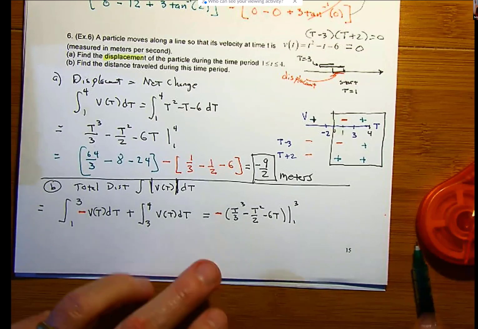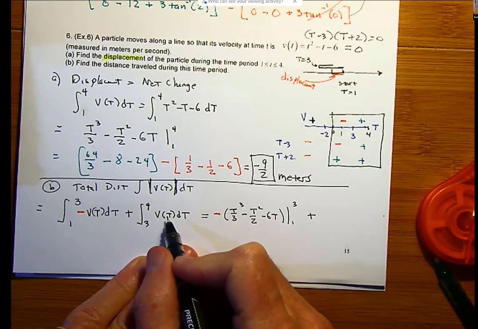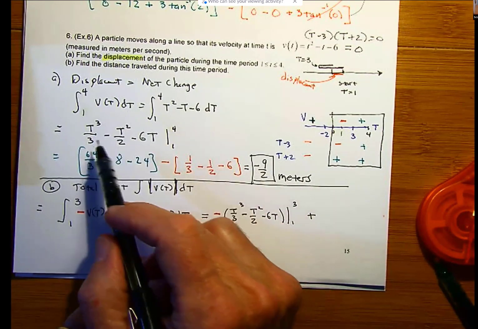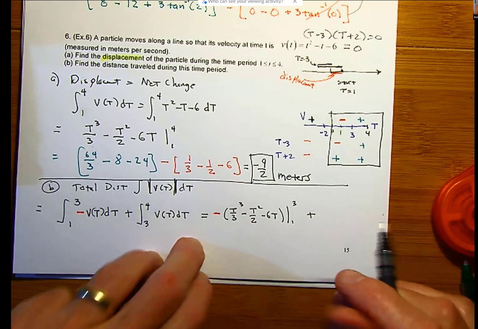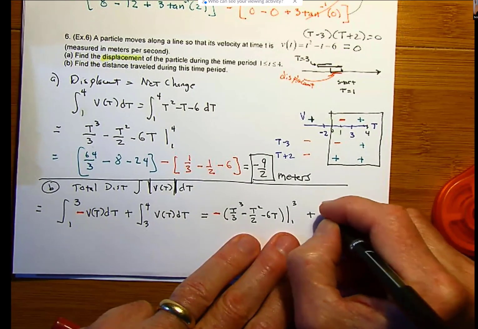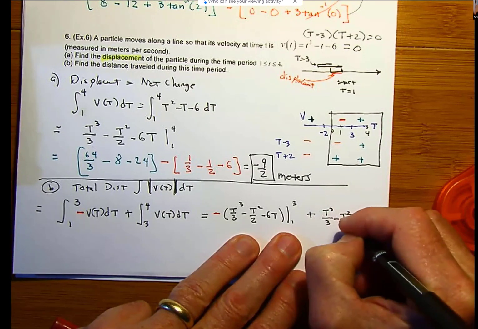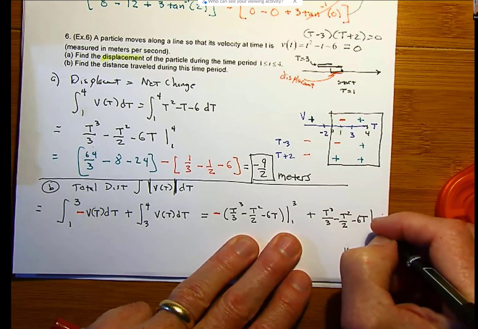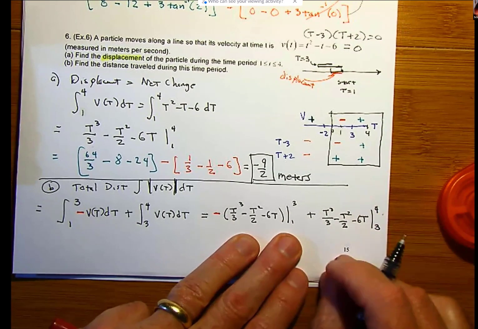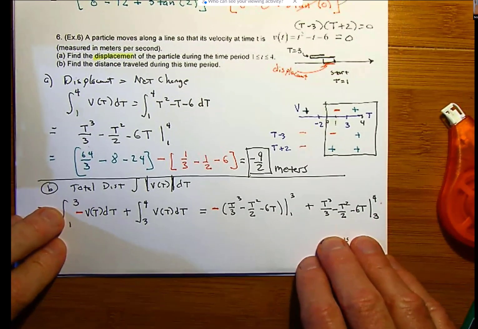Plus, I got this one. Now, the integral of velocity, we've already done the work. It's going to be that, except my bounds are 3 to 4. So this is going to be t cubed over 3 minus t squared over 2 minus 6t. And my bounds on this one are 3 to 4. Okay. The calculus is done.